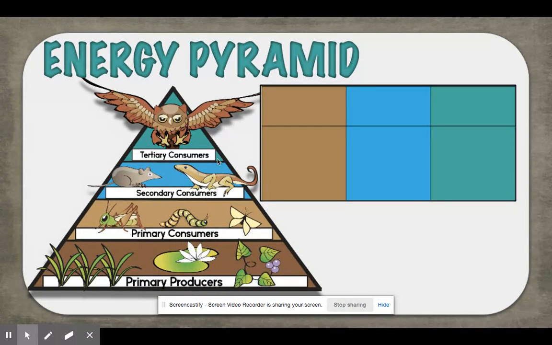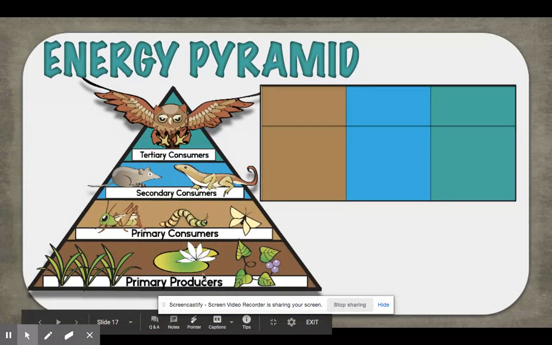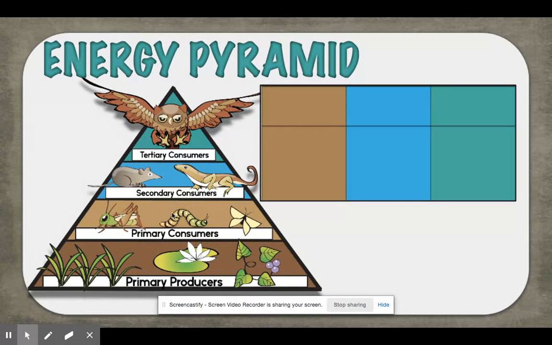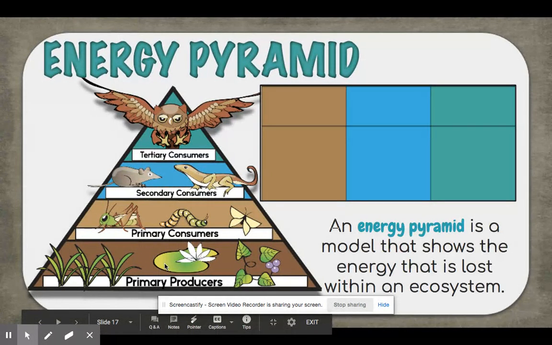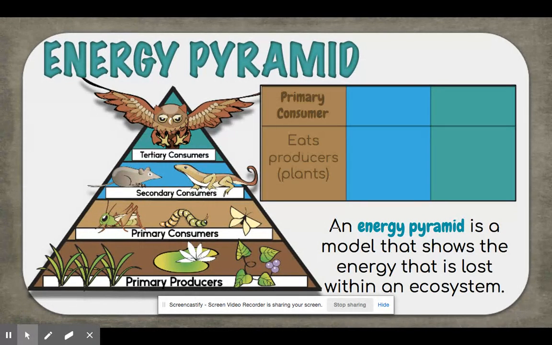So energy pyramids is the same type of concept. You have your producers on the bottom. There is more producers than there is primary consumers, because if there was not, your primary consumers would have a really hard time competing for food, and some of them would actually die off. And then it gets even smaller for secondary consumers and even smaller for tertiary consumers. So the energy pyramid is a model that shows the energy that is lost within an ecosystem.